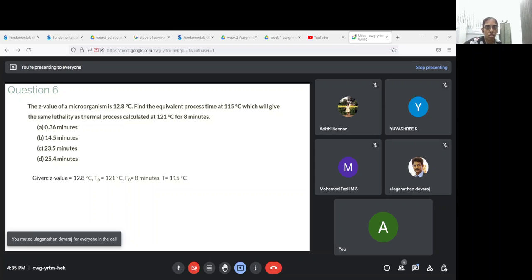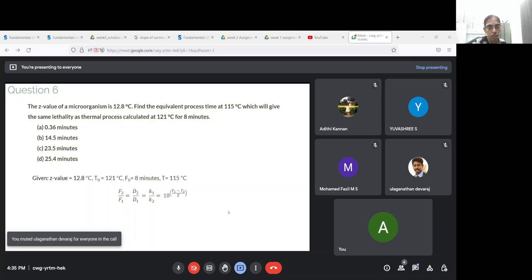So given here, since we're dealing with 121 degrees Celsius, which is the reference temperature, we'll name this T0. And since we are given the process time here, 8 minutes, this will be F0. So anything that happens at the reference temperature will have a subscript of naught here. So T0 is 121 degrees Celsius, F0 is 8 minutes, which is your process time. What we need to find out is the process time at 115 degrees Celsius. So what is expected is that when you reduce the temperature, the process time will automatically increase.